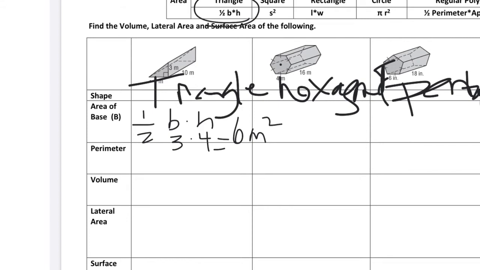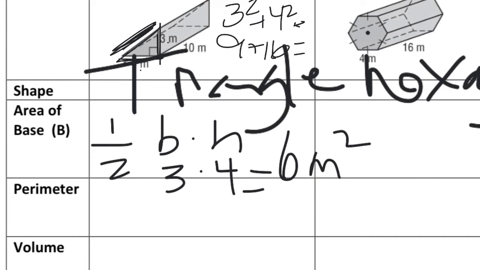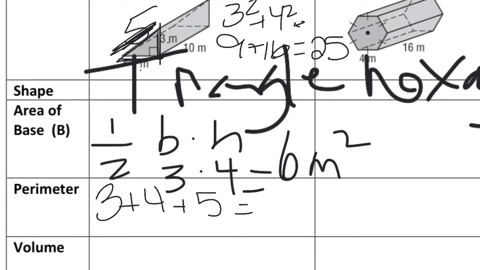The perimeter. What do we have to go back to when we do perimeter? Let's zoom in on this. So we have 3 and 4, right? We need to find this side, but we have a right triangle. So we have a 3, 4. Does anyone know what happens if I do this? 3 squared plus 4 squared equals, so 9 plus 16 equals 25, right? So that is 5. So our perimeter is 3 plus 4 plus 5 equals 3 plus 4 is 7 plus 5 is 12 meters.